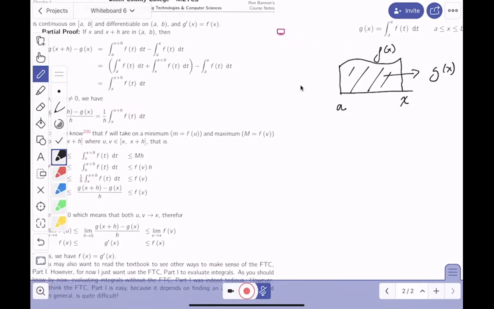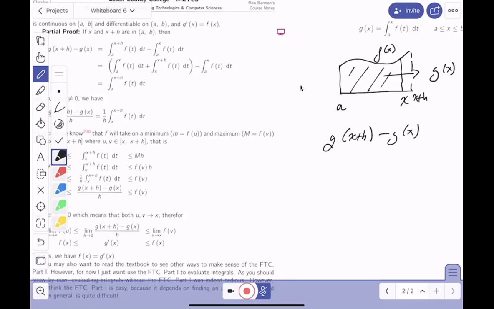Let me write down what they have written down now. They have g of x plus h minus g of x. Now I'm going to take x to be a positive number. I want to claim over here, if I did that, we're over here now, and this is going to be x plus h, right? So what I'm going to look at is that little sliver over there and talk about it.